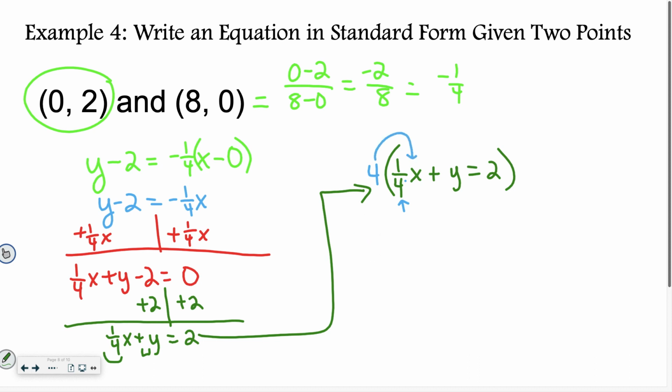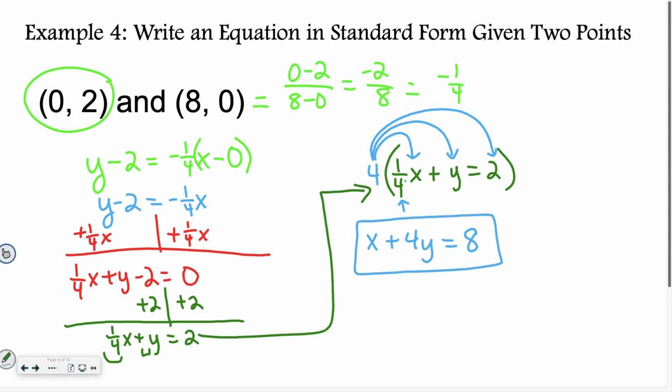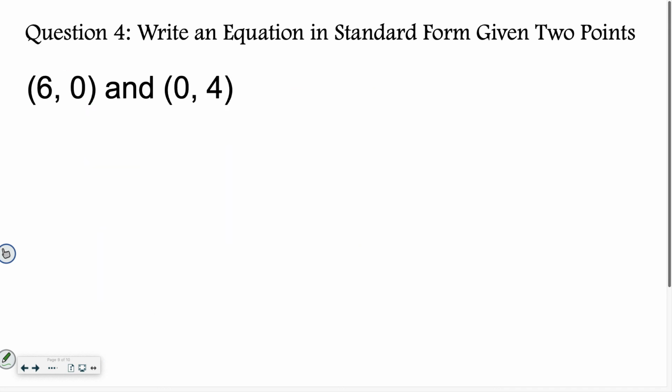So I'm going to distribute. 4 times 1/4 is just 1x plus 4 times 1y is 4y. And don't forget to distribute all the way over. 4 times 2 is 8. My equation is x plus 4y equals 8. Okay, so it's very important that if you get a fraction, you get rid of that fraction. All right, why don't you try this one on your own? Good luck.